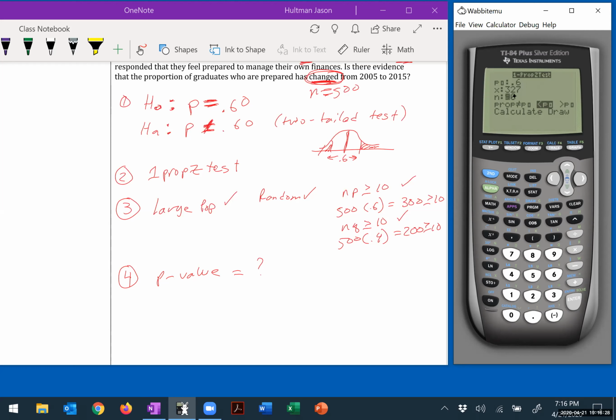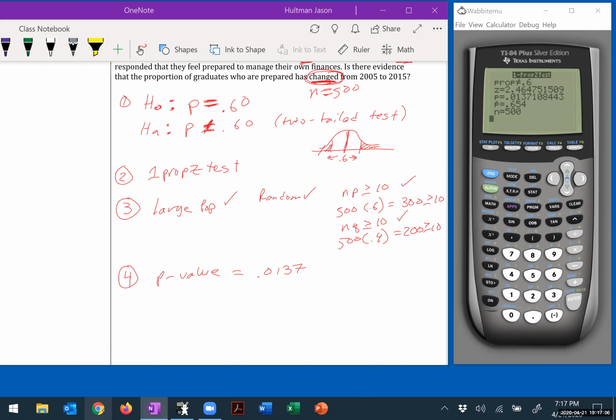Okay, 327. N is equal to 500. And this is going to be a not equals, because it's changed. And now I'm going to calculate this one. I hit calculate. My p-value ends up being 0.0137. Okay, so let's do this on StatCrunch real quick.